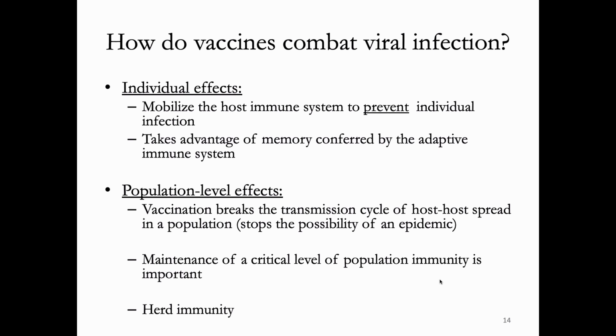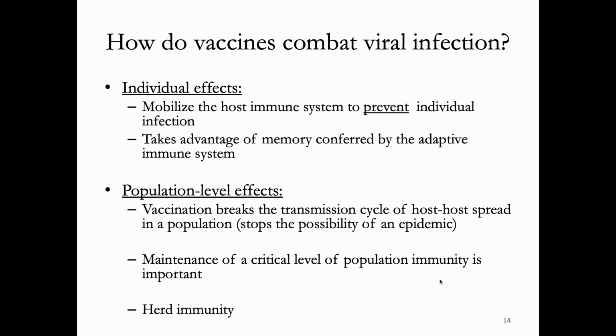However, vaccines have a second level of benefit. That second level of benefit is a population level effect. The population level effect also is going to actually break the transmission cycle of host-host spread. So it stops the infectious agent from spreading, stops the possibility of an epidemic. This phenomenon is known as herd immunity. And as you will see, the maintenance of a critical level of population immunity is really important.